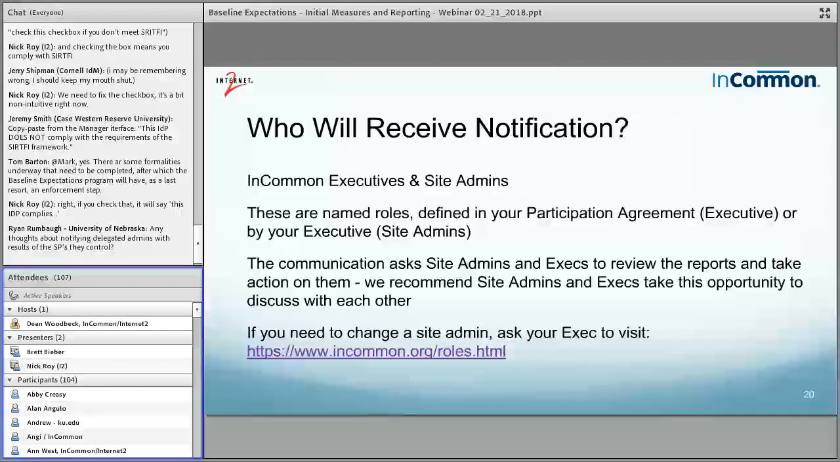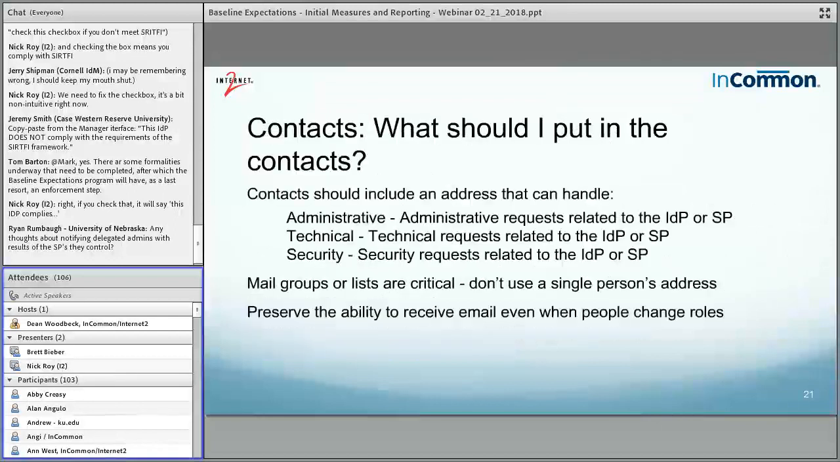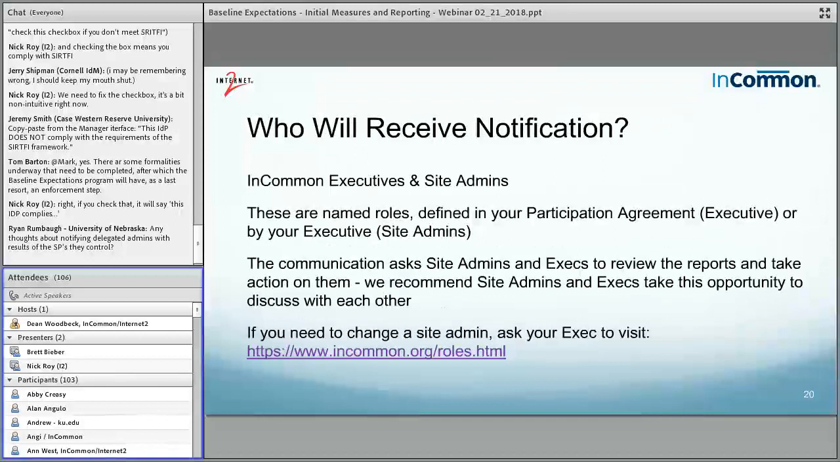And so when you receive these emails, you should see in that email who the other people are, who the other site admins and execs are. And if you're a site admin, you can log into the InCommon Federation Manager and see who your executives are as well.